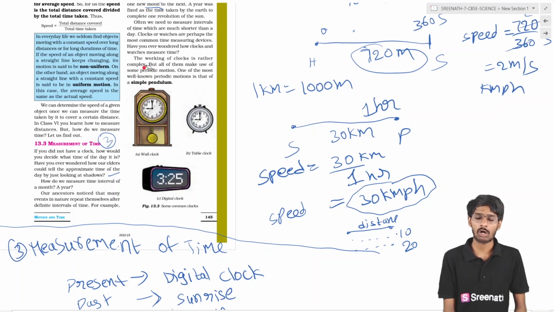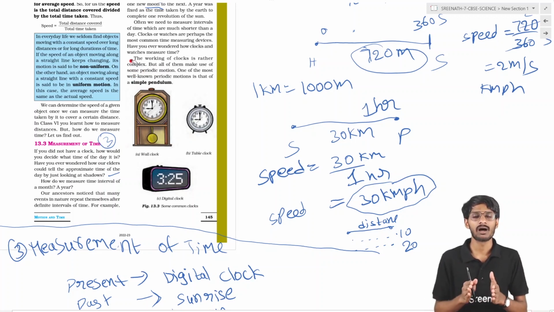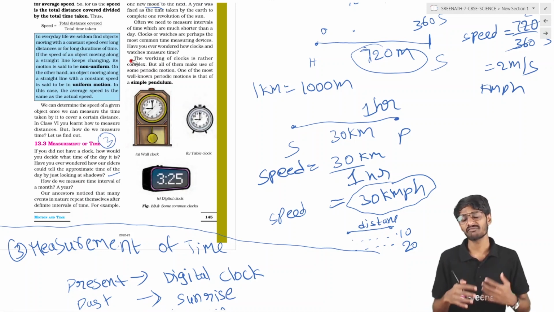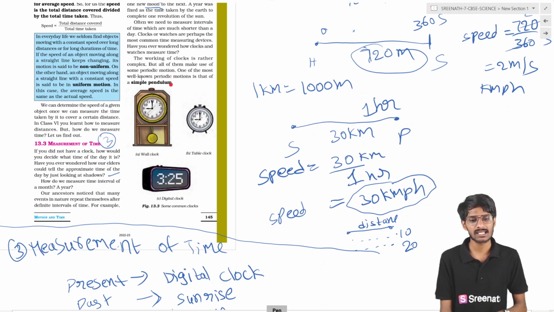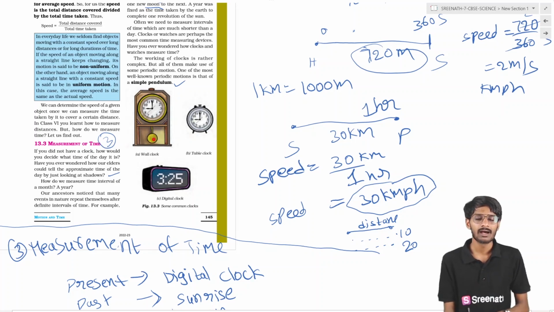Clocks work using the principle of periodic motion. One of the most familiar things is the simple pendulum. It is a periodic motion. If you see the pendulum, or the dial in a clock, it will move there and it will move there. So it will make periodic oscillations, periodic motion. That is the simple pendulum, students.